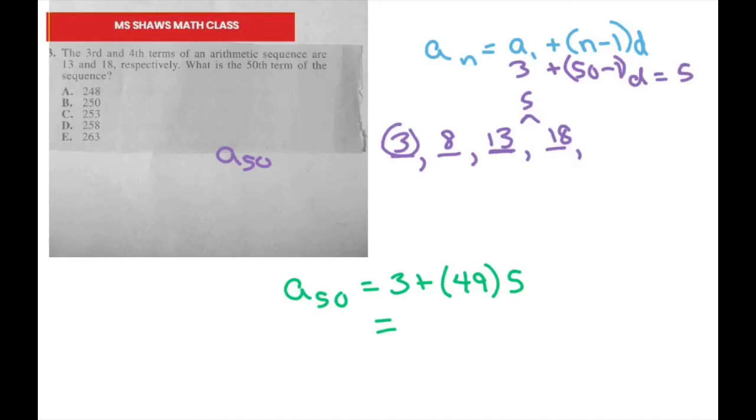And then when you work that all out, if you want to go faster, when you do 50 minus 1 times 5, that's 250 minus 5. Then you add 3, and you're going to get 248. So your answer is A.